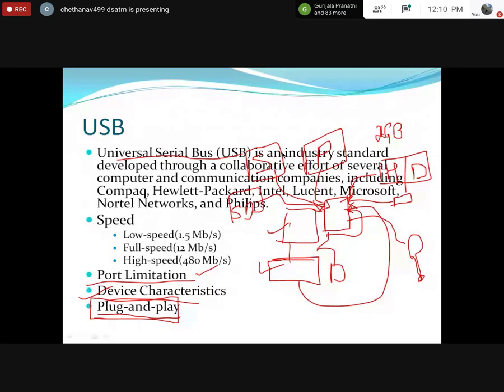That's the main intention. See, assume you have a CPU. I've connected my monitor to the CPU. It won't work, right? So we have to restart the system. But when I put in the pen drive, there is no need to restart the system, isn't it? Some differences are there. That is with respect to plug and play.